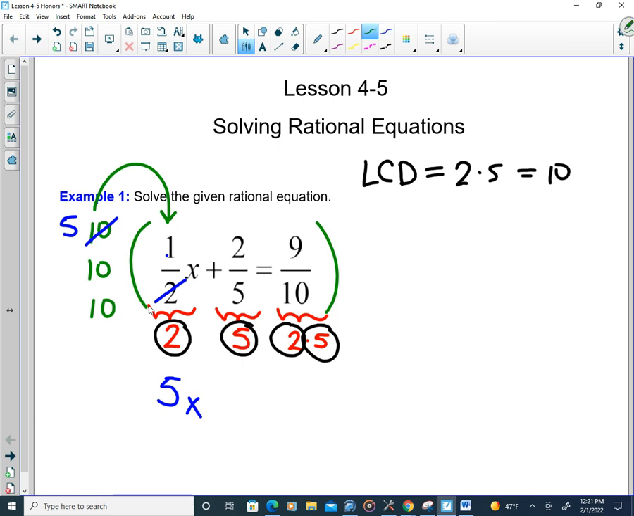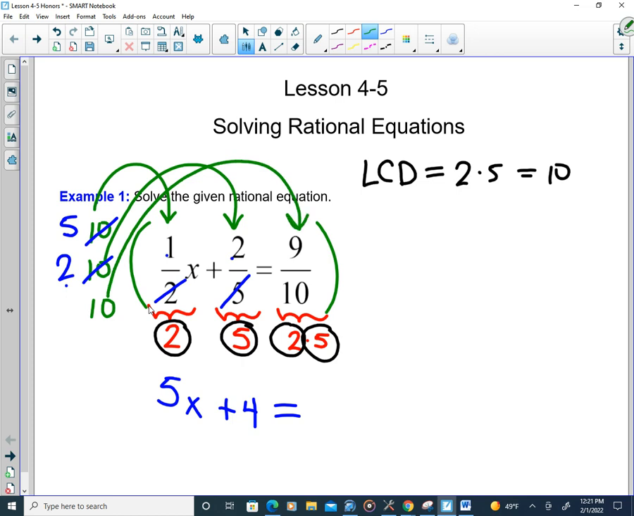And then I'm going to do it again. So now I'm going to take 10 times the fraction 2/5. My denominator of 5 goes into 10 twice, so this will be 2 times 2, which is 4. And then last, we've got our equal sign. I'm going to do it one more time. I'm going to take 10 times 9 over 10. The 10s will cancel each other out, and that just becomes 1 times 9, which is 9.